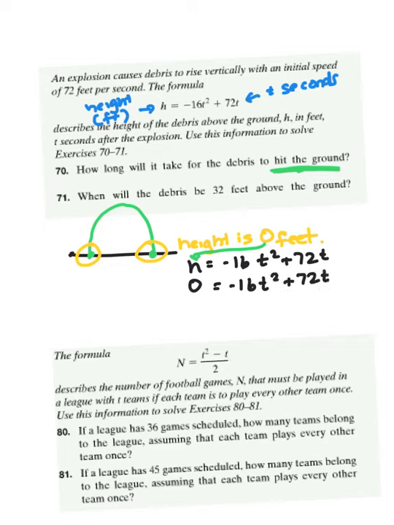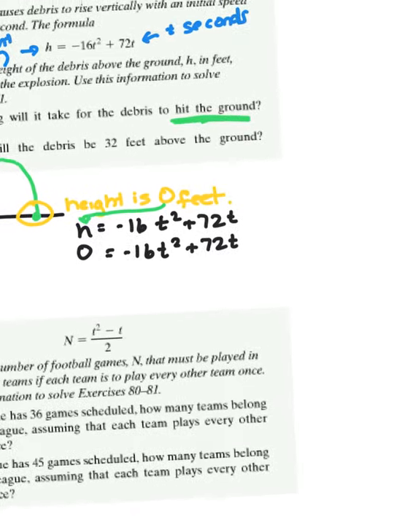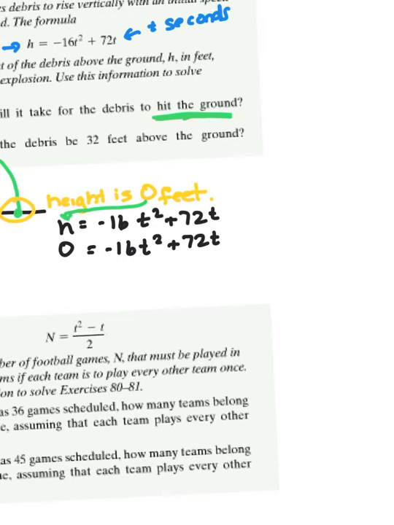Can you solve that for t? Absolutely. Some people want to rewrite that so that it looks more like the other problems. If you want to, go ahead and do that. So let's go up here to give us a little more room. Negative 16t squared plus 72t is equal to 0. Same problem.